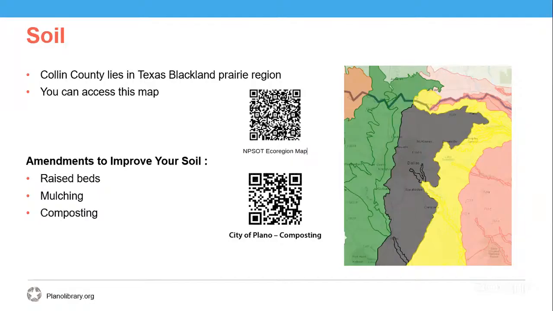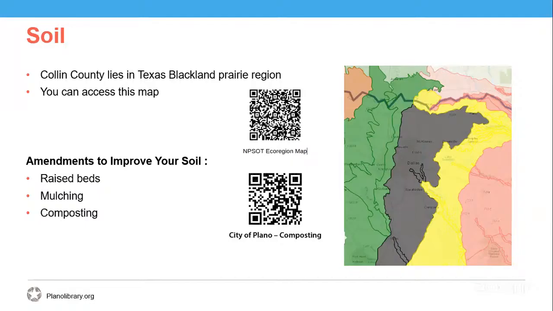Incorporating organic matter like compost, peat moss, or well-rotted manure can improve soil structure and fertility. I have put the City of Plano's composting link in a QR code over there on the screen. You can take a screen grab of that. And there's a lot of information on composting from the City of Plano in that link.